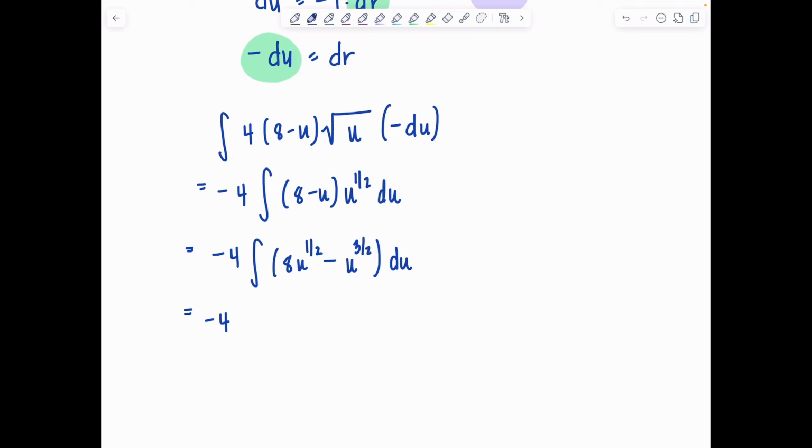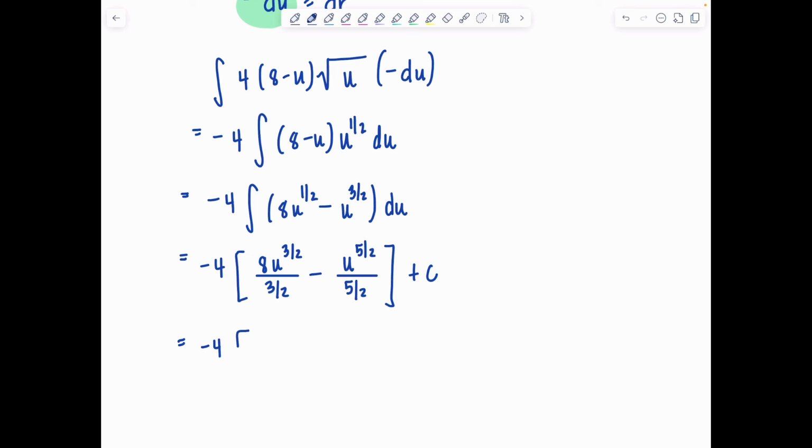So this is negative 4 times 8u to the 3/2 divided by 3/2 minus u to the 5/2 divided by 5/2 plus c. So what is this? Negative 4 times 8 divided by 3/2 is 8 times 2/3, so that's 16/3 u to the 3/2 minus, this will be 2/5 u to the 5/2 plus c.